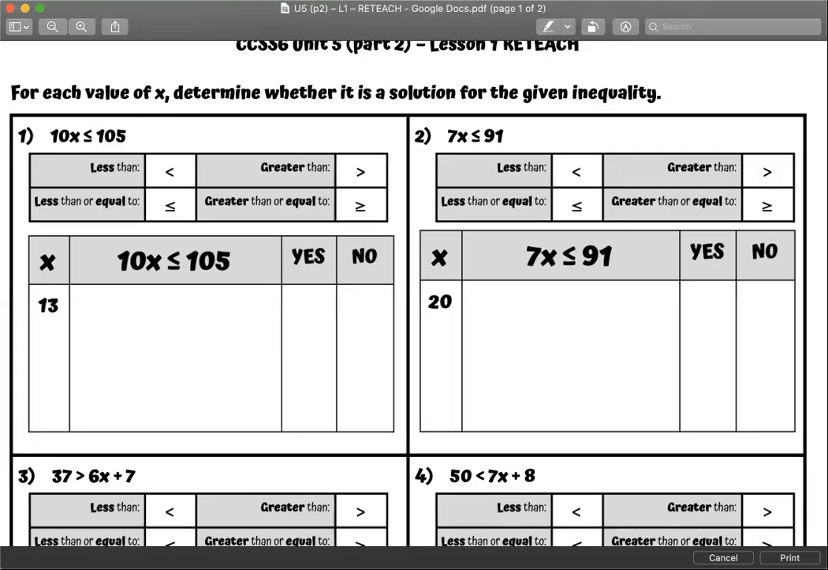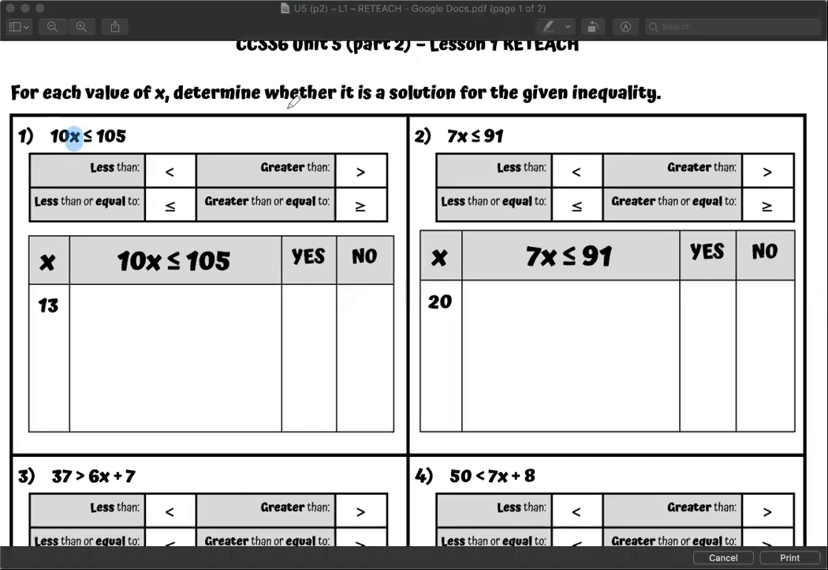All right, let's take another look at representing inequalities. I want you to have a highlighter and a calculator out with you. For each value of x, we're going to determine whether it is a solution for the given inequality. What I want you to do first is to highlight the variable in our inequality.